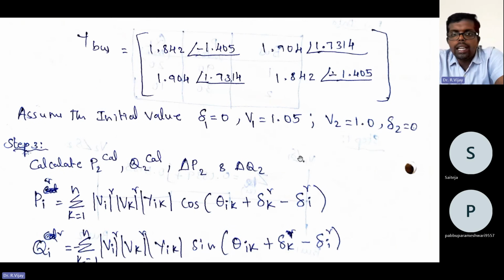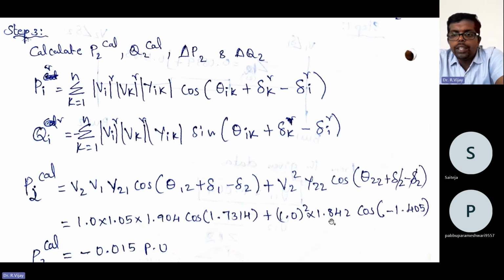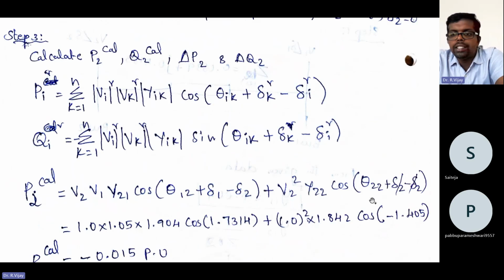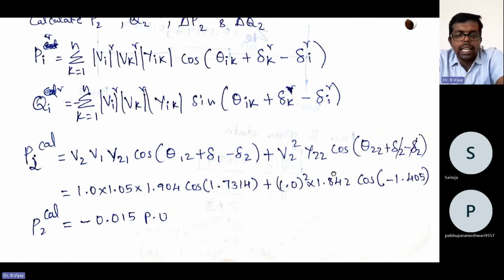What is the Y22 value from here? 1.842 cos of theta 22. What is theta 22? Minus 1.405. This gets cancelled. So simplifying using the scientific calculator, you'll get the answer as minus 0.015 per unit. That is the P2 calculated value.